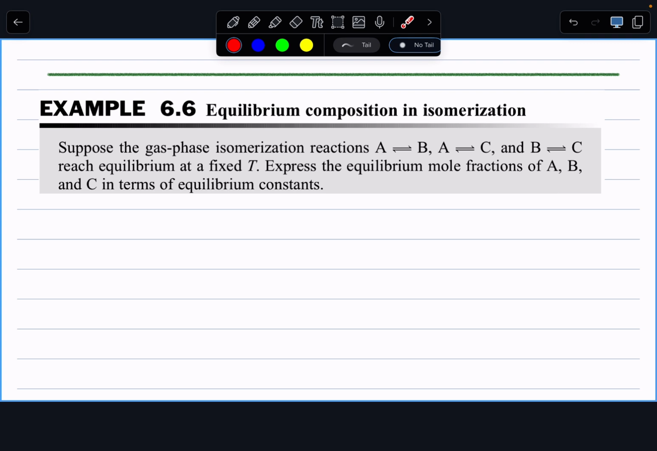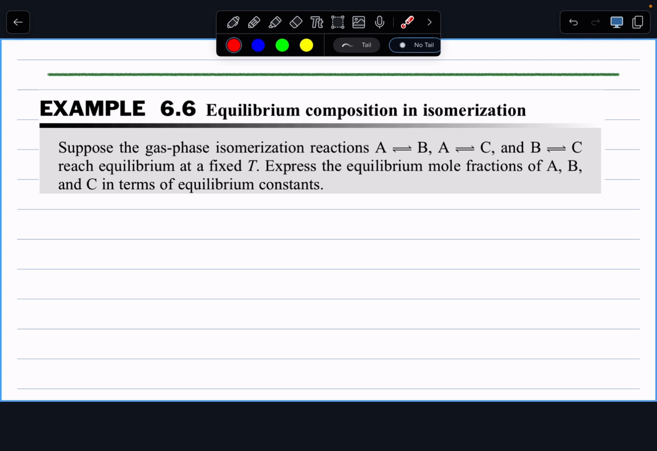So again, what are we looking for? We're trying to express chi A as a function of equilibrium constants. Right? So in this case, what do we have? We can do the same for K_BC and K_AC. And this one equals chi C divided by chi B. This one is chi C over chi A. So the procedure is the same to get the equilibrium constant as a function of the mole fractions.